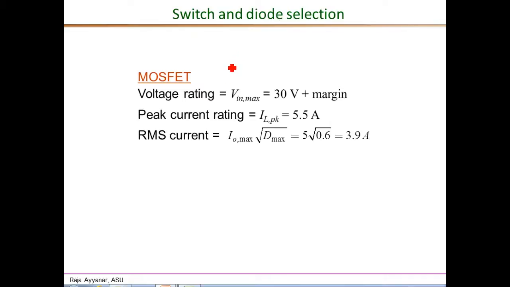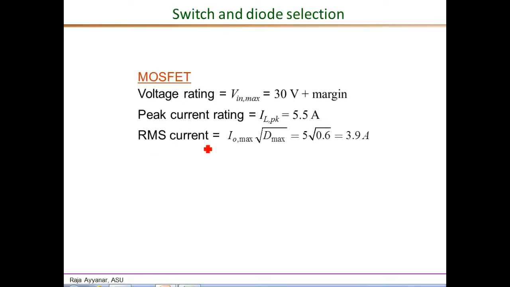Finally, we look at the MOSFET and diode selection. For the MOSFET, we need the voltage rating, which in a buck converter is the same as the maximum input voltage. In our example it is 30 volts, and we certainly want to give a sufficient safety margin, so probably at least a 50 volt part or above. The peak current rating is the same as the peak inductor current. Again, in our example, it is 5.5 amperes.